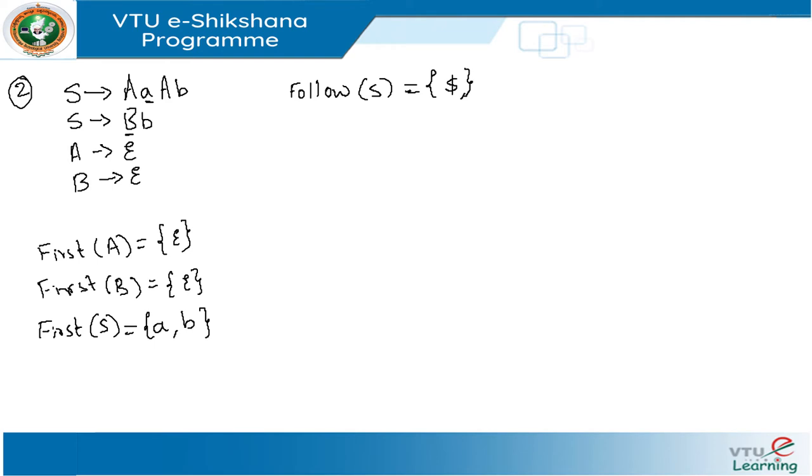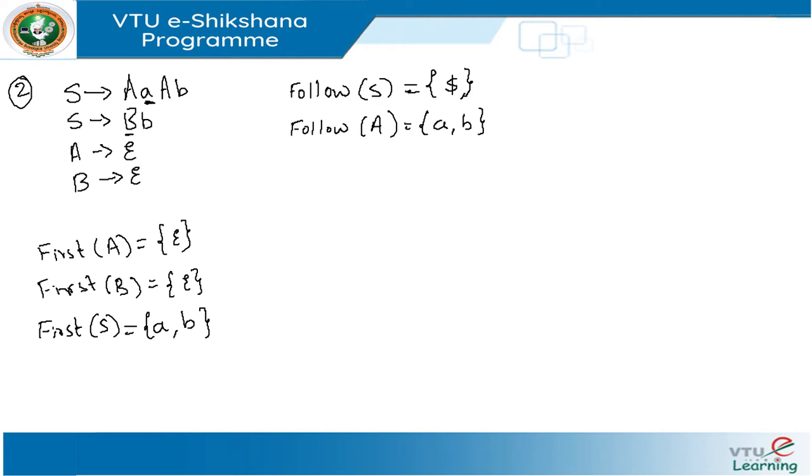Now follow set of A, the non-terminal A. So here we have got a, right? The terminal symbol a is following A, and also here in the first production b is following A. So we have got the symbols both a and b in the follow of A.